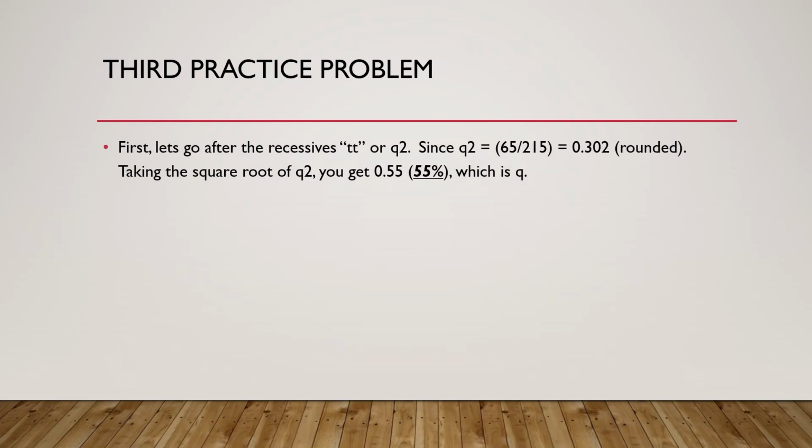Okay, so first let's go after the recessive, so lowercase t. Since q squared is 65 over 215, that's going to be 0.302, that's rounded. Taking the square root of q squared, you get 0.55, 55% is q. Again, once you know q, immediately just find what p is, so 1 minus 0.55 is 0.45, or 45% dominant allele frequency.